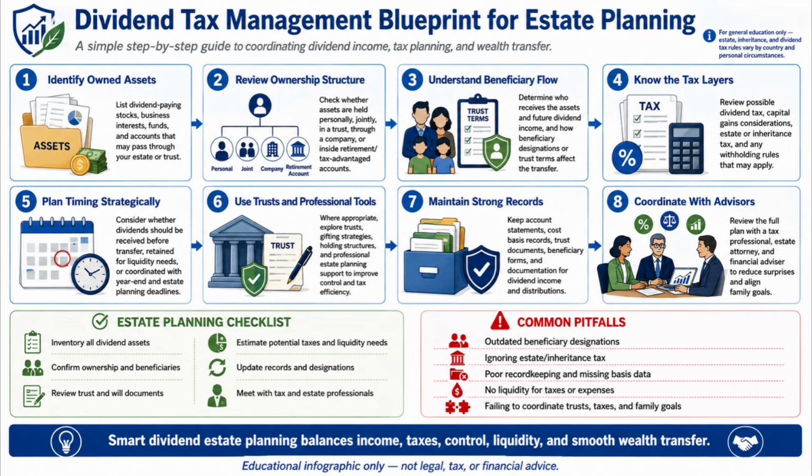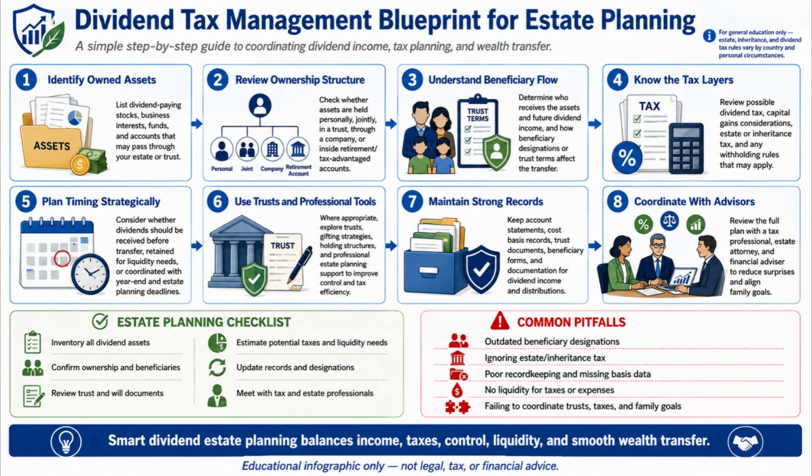Now, let's look at the key checklist. First, inventory all dividend assets. Then, confirm ownership and beneficiaries. Next, review trust and will documents. After that, estimate potential taxes and liquidity needs. Also, update records and designations when life changes happen. Finally, meet with tax and estate professionals before making major decisions.